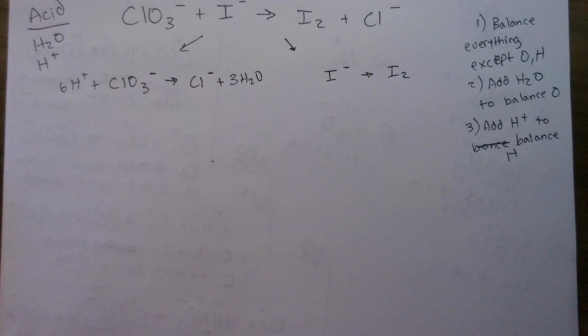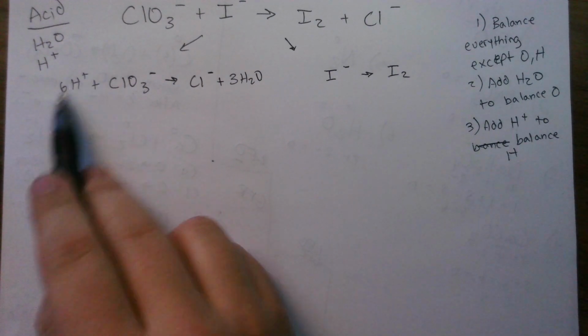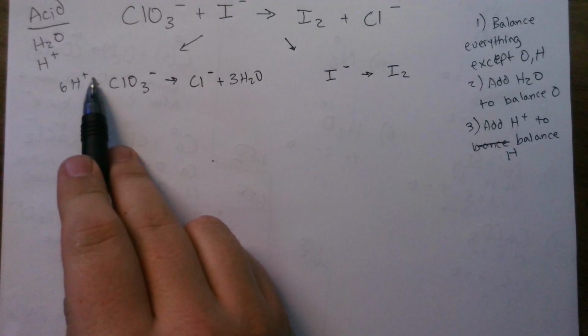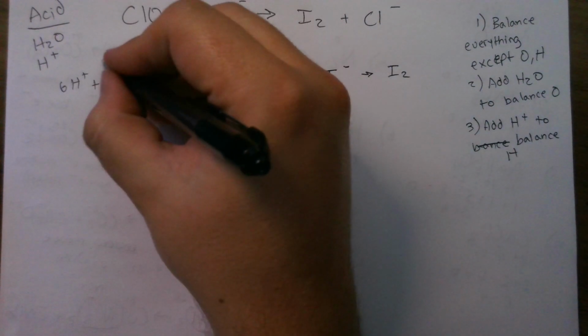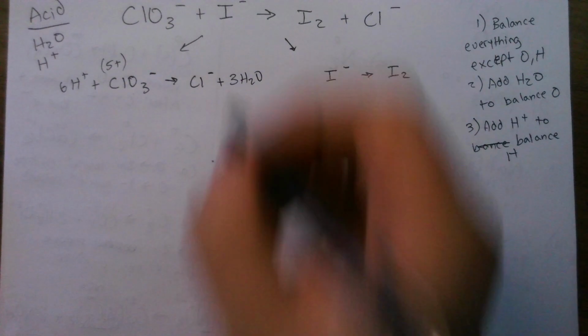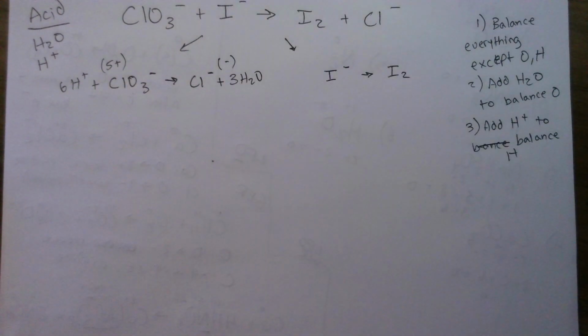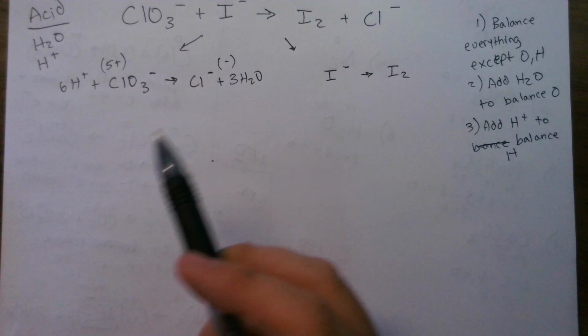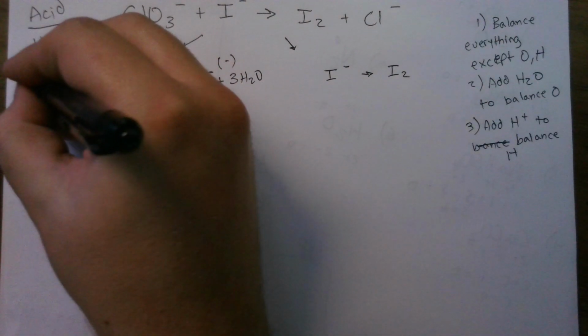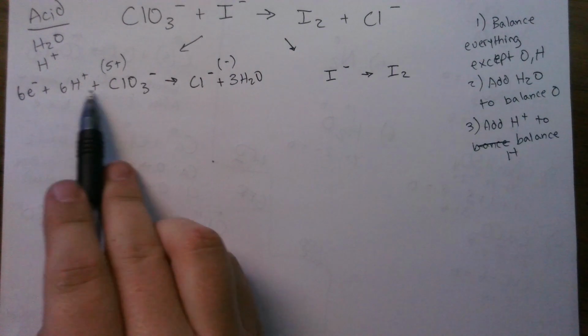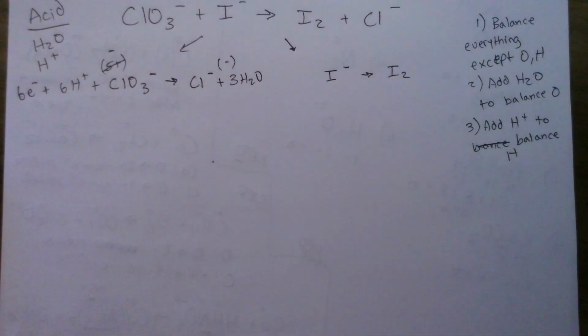The last thing I need to balance is my total charge on either side. So I'm just going to think about it. This is 6 plus 6 and then 1 plus each, and this is minus. So this side of my reaction has a total charge of 5 plus. This side has a total charge of minus. I need to make those equal, so I'm going to add electrons until those charges are equal. To make those equal, on the left side here, I need to add 6 electrons. That'll make it so these balance out, and the charge over here is also just minus.